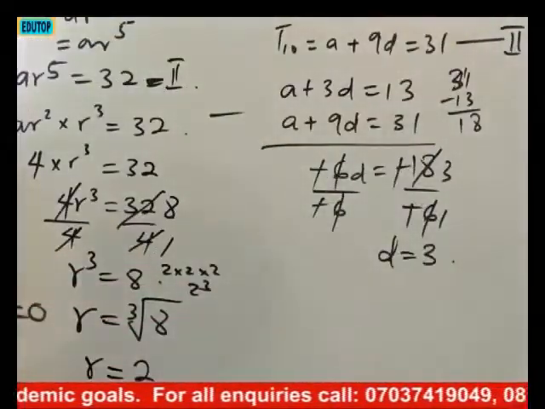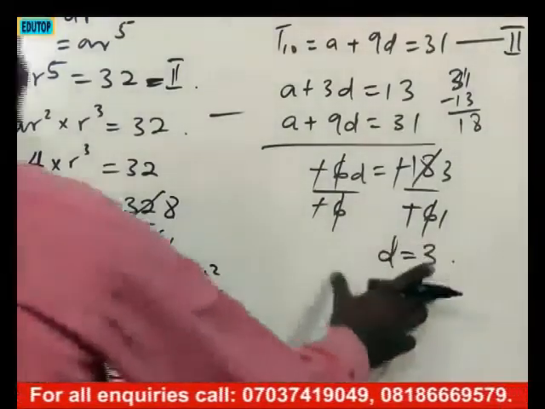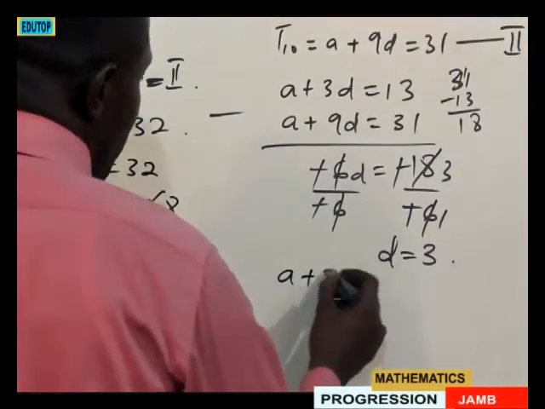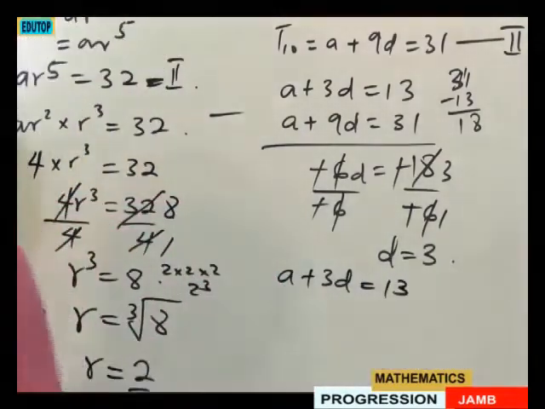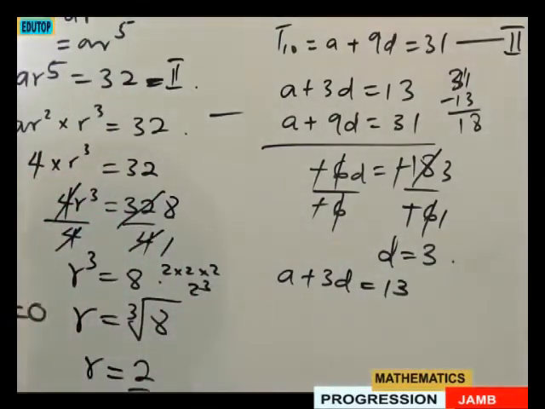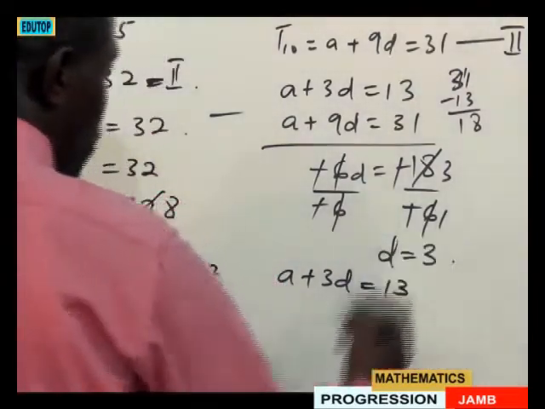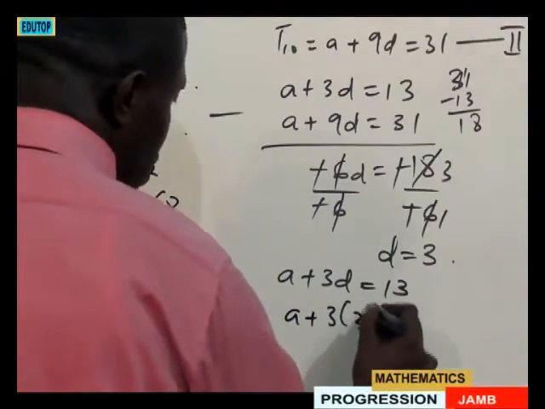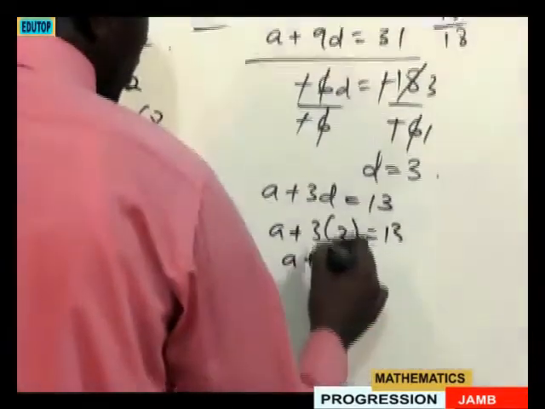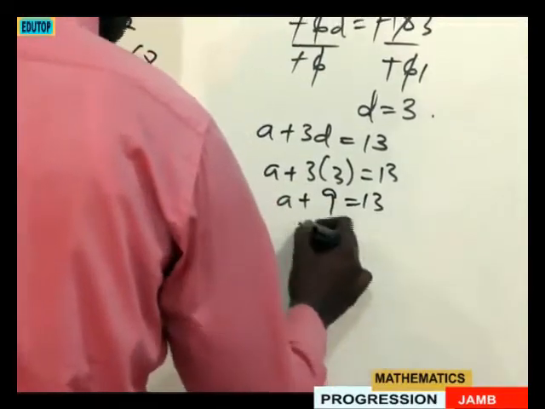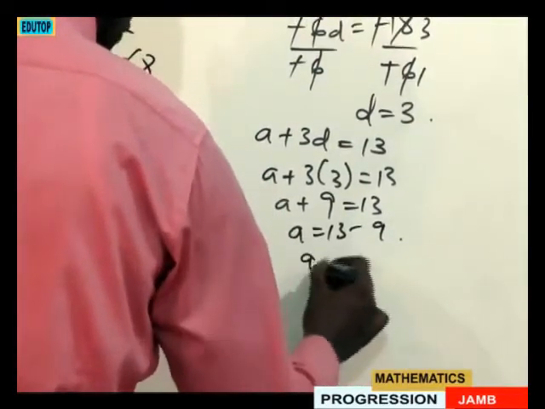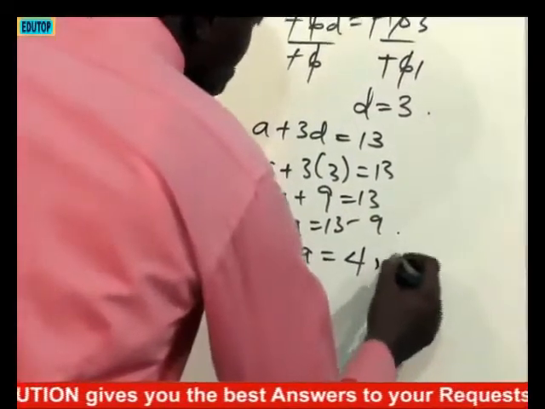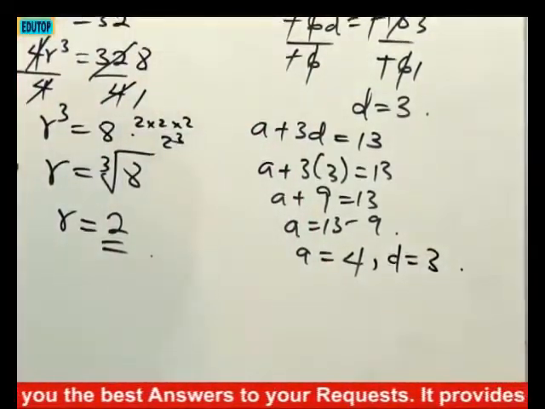D equals 3. So in this situation, we use the simpler equation, which is equation 1, to solve for our A. Equation 1 is A plus 3D equals 13. What is D? D is 3. Anywhere we see D in the equation, we substitute the value of 3. So A plus 3 times 3, which is 9, equals 13. So our A will be 13 minus 9, which is 4. So we have our A to be 4. We have gotten our A and also our D, so we have the two values complete.